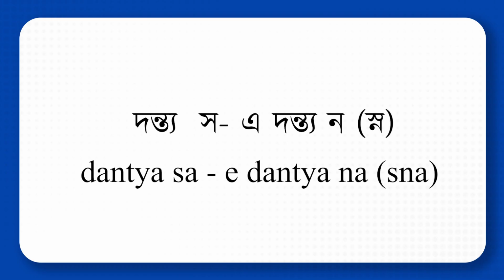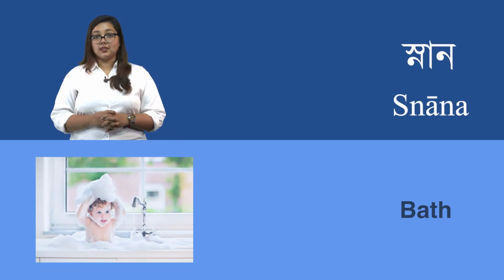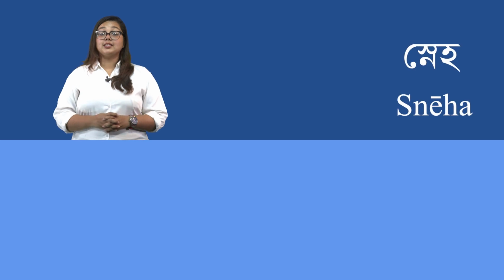The fourth cluster is Donte Shoy Dontennoy. In this conjunct also, the first member Donte Sho changes its shape like previously, but the second member Dontenno retains its shape. We have words like Snan, which means bath, and Snehu, meaning affection.